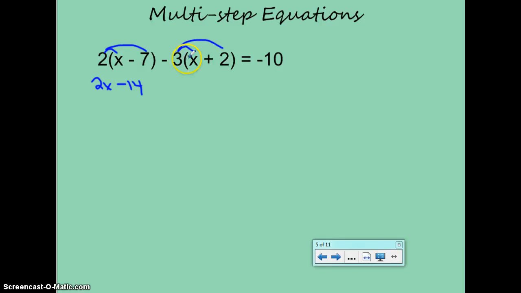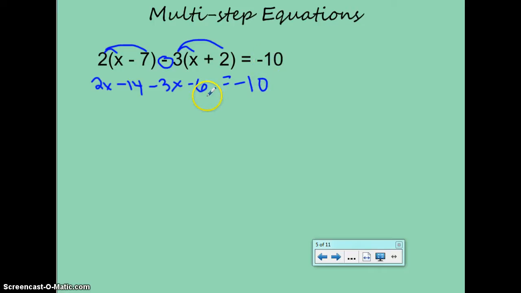I'm going to take this and carry it over. And I made up this problem on purpose, including this right here, because you keep forgetting it. This minus 3 right here is really a negative 3. You always grab the sign in front. So when I distribute, I don't just take the 3 through, I take the negative 3. So that becomes negative 3x minus 6 equals negative 10. So I did the first step of this multi-step equation.